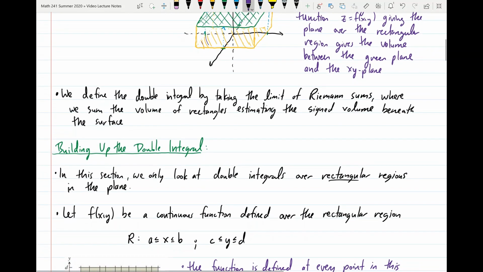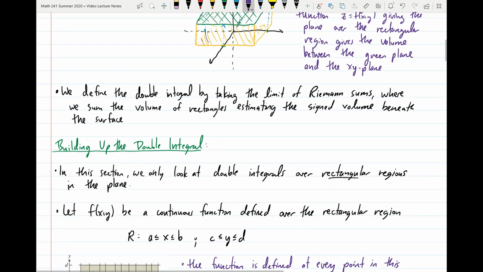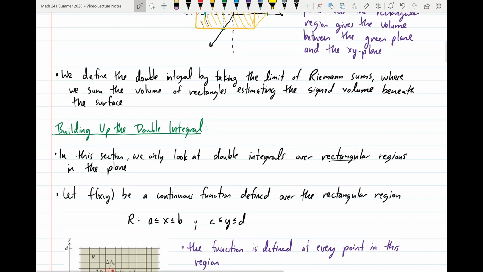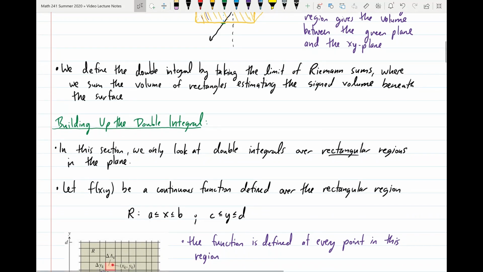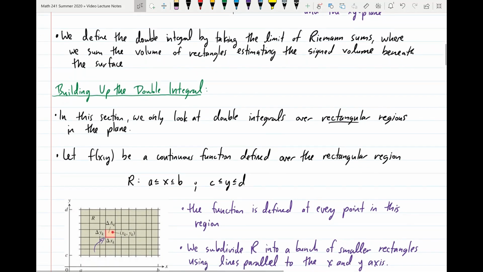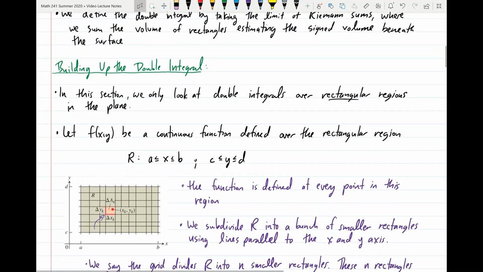And just like we did in Calc 1, we're going to end up defining the double integral by taking the limit of Riemann sums. But instead of taking Riemann sums of rectangles like we did in Calc 1, we sum the volume of rectangular prisms. This should say the volume of rectangular prisms that estimate the signed volume beneath the surface. So let's get into how we're going to build up this notion here.